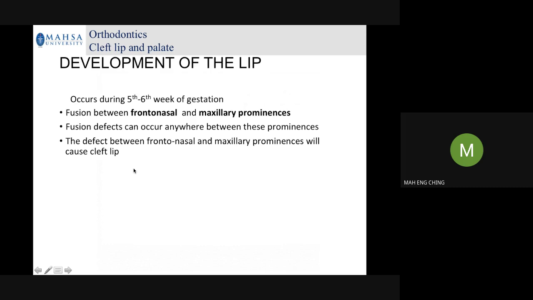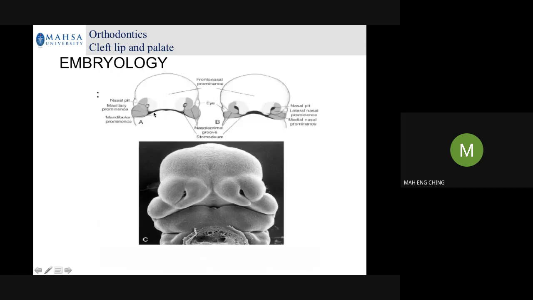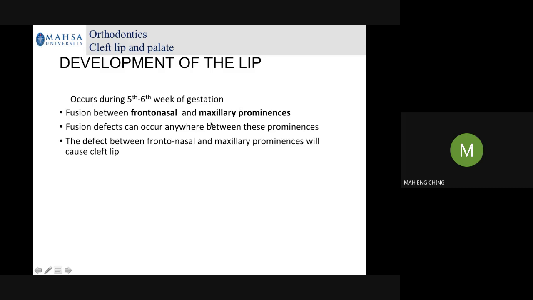This occurs during the 5th to 6th week of gestation, with fusion between the frontal nasal and the maxillary processes. You see this frontal nasal will come down and join the maxillary prominence. If this fails, it creates a cleft. A fusion defect can occur anywhere between these prominences. If any part is not joining, it creates a cleft. If everything is not joining, you see cleft lip and palate everywhere. But if only a certain part is not joined, then the cleft is not that severe. It depends on how many parts fail to join, which determines the severity of the cleft.